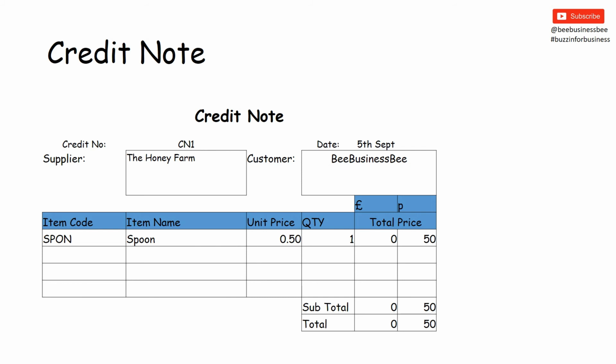So a credit note, again, would have a number attached to it, it'd have a date attached to it, and it'd say what items are being credited. So in this case, the spoon is being refunded, and you can see here, they're saying that the spoon was 50 pence, that you had one of those items that's faulty, so they're giving you a refund, basically, or a credit note of 50 pence. Now remember, that would then go on to the statement of account.